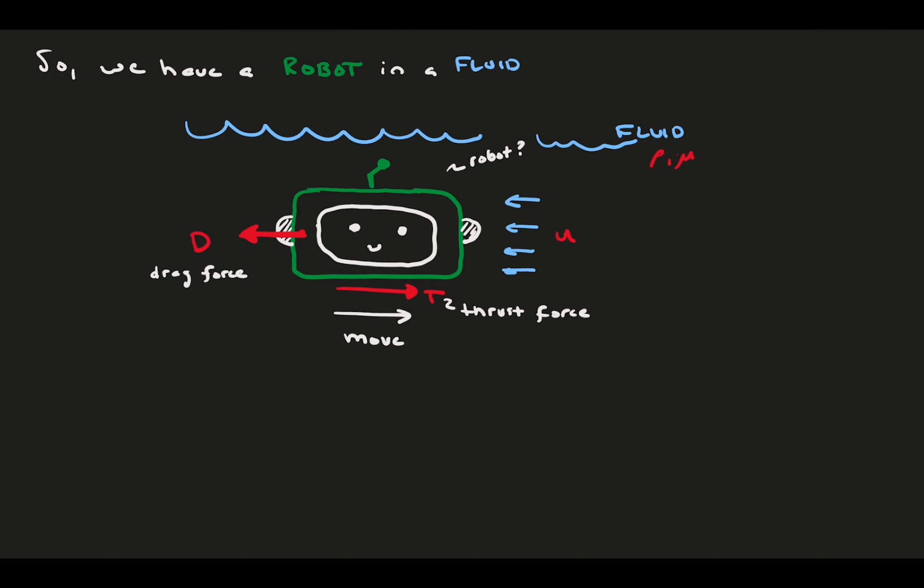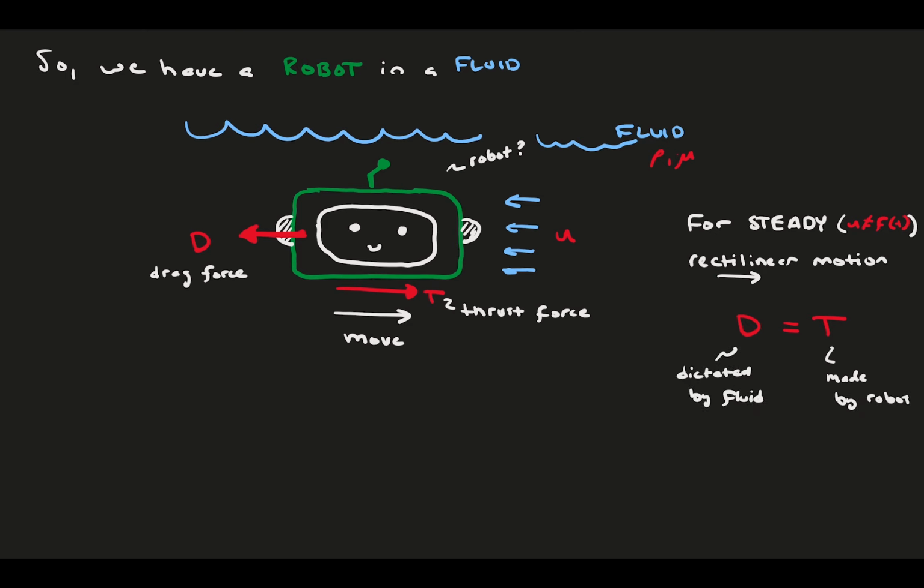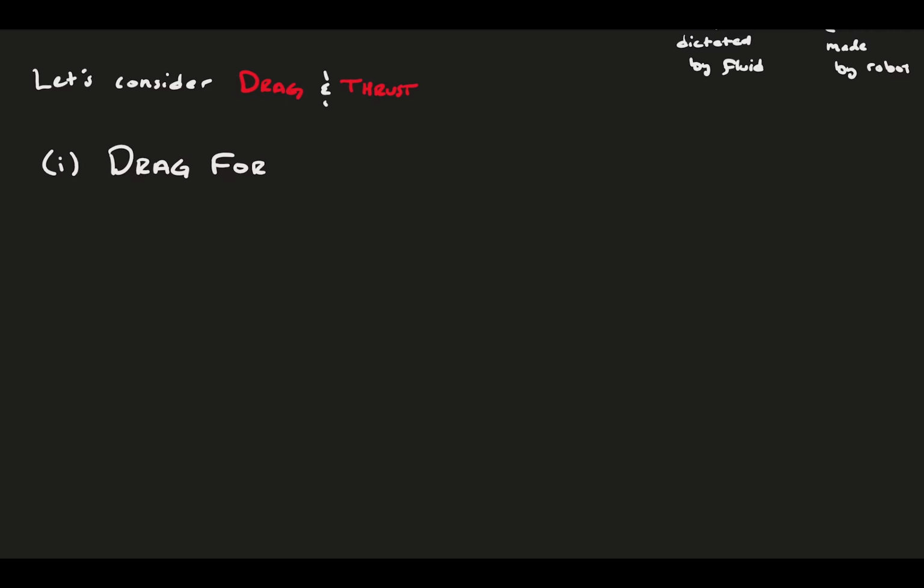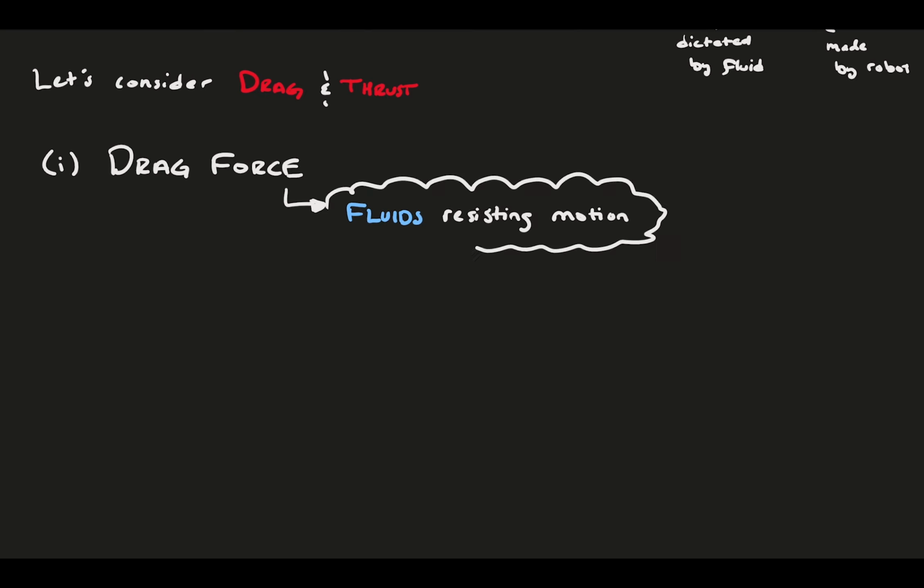For steady, rectilinear motion, where the velocity is not changing in time and you're moving in a straight line, we need our thrust force to balance our drag force. The thrust force is determined by the robot, and the drag force is determined by the fluid. Although in reality these are tied together, because the drag force is a function of the velocity, which is a function of the thrust. Let's dive into the drag force and thrust force separately. Drag force is the force on a vehicle due to the fact that you're trying to push a fluid out of the way as you move through it, and it's resisting your pushing it.